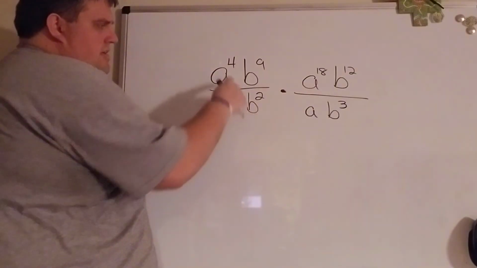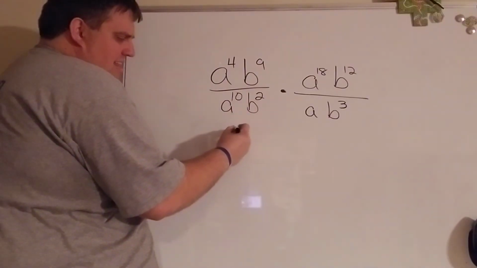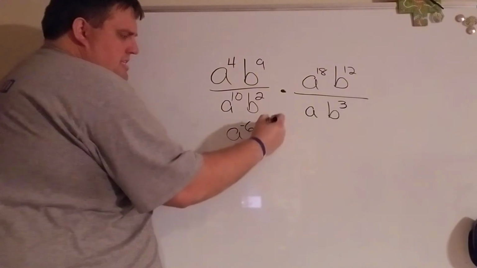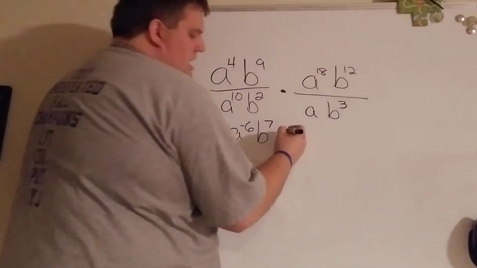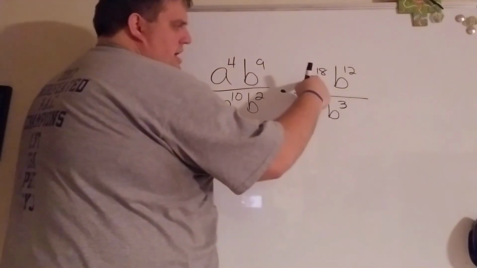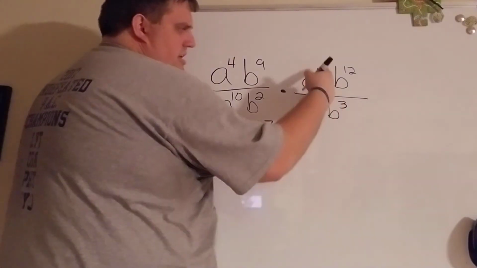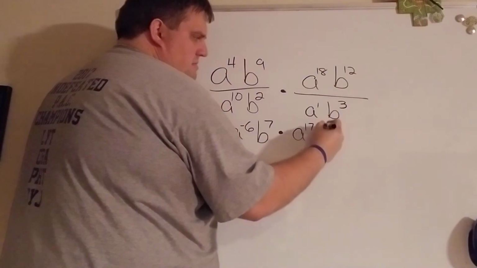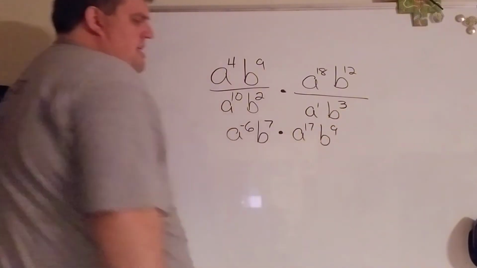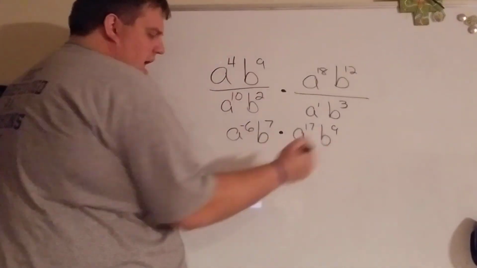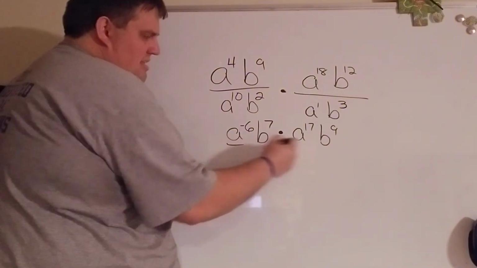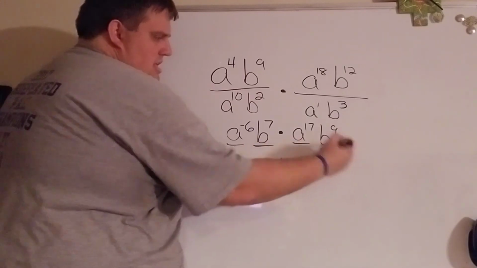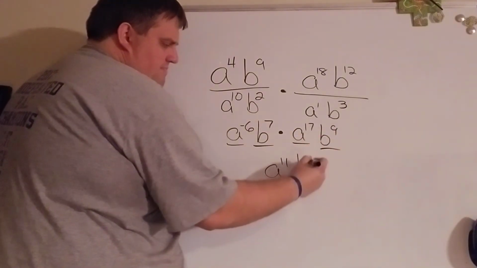That's just me. So 4 minus 10, that's going to be a to the negative 6th. 9 minus 2 is b to the 7th. And then I'm still multiplying here. 18, remember there's only a 1 here. That would be a to the 17th. And 12 minus 3 is going to be b to the 9th. And now you can multiply and go across and add. That's going to be a to the 11th and b to the 16th.